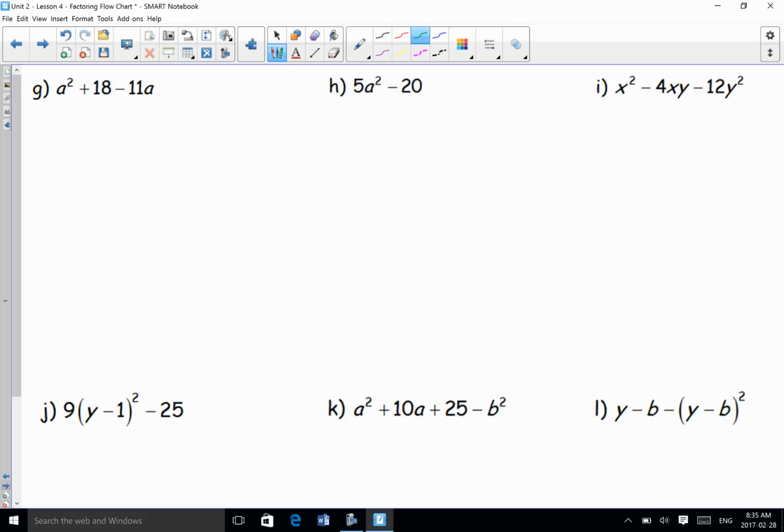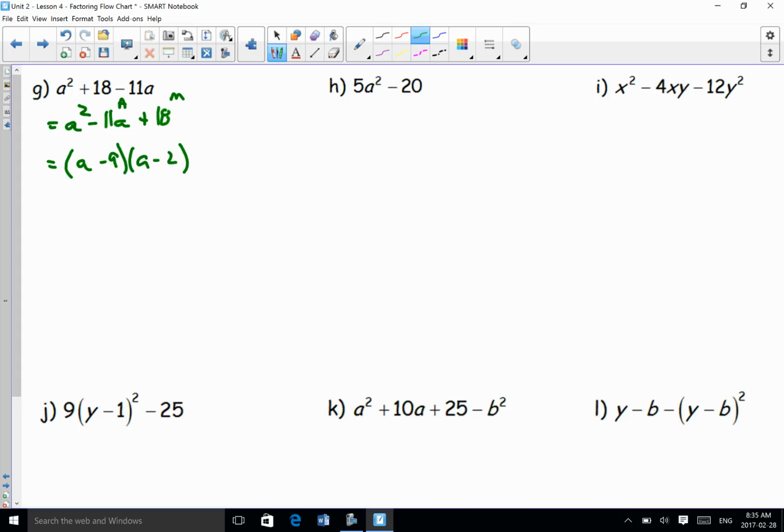Okay, next set. Letter G. The first thing I notice about letter G is it's out of order, so we've got to fix that before we start. We always want things in highest power to lowest power. Okay, it looks like a simple trinomial since the squared term is just a 1. I want to find things that multiply to 18, add to 11. Numbers that do that are negative 9 and negative 2.